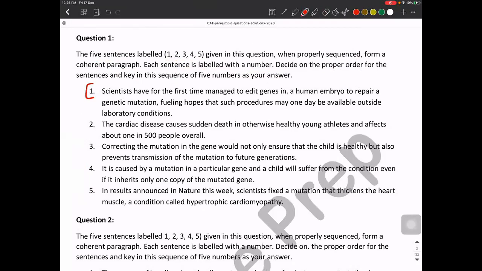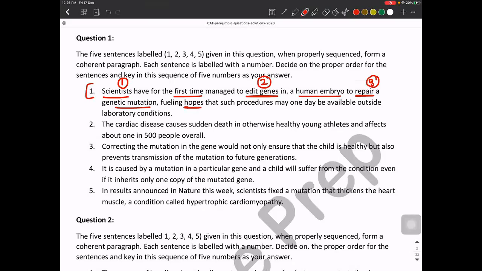So now in the very first question, it is written, scientists have for the first time managed to edit genes. They are editing genes. This is one aspect. This is the second aspect: in a human embryo to repair a genetic mutation. What they are doing? They are repairing a genetic mutation. This is a third column: fueling hopes that such procedures may one day be available outside laboratory conditions. So they are hoping something out of it, right? They are actually talking about the human embryo. They are talking about editing genes in the human embryo, right?